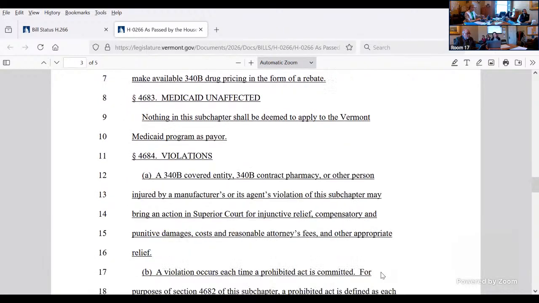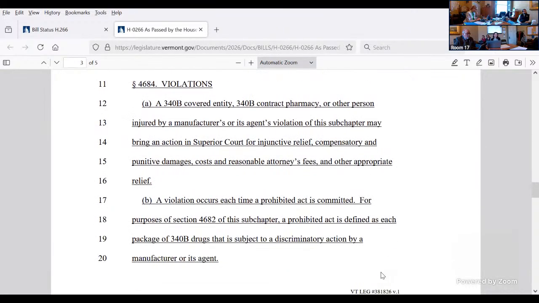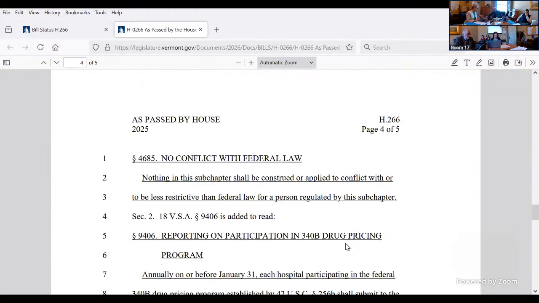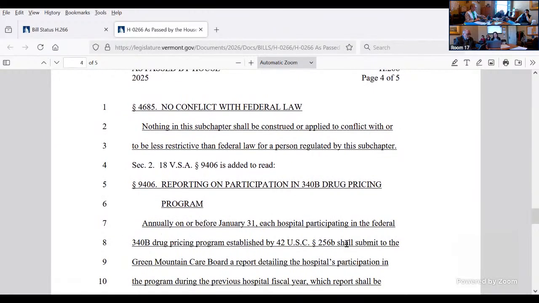Medicaid is unaffected. Violations: a 340B covered entity, 340B contract pharmacy, or other person injured by a manufacturer's or agent's violation of this subchapter could bring an action in Superior Court for injunctive relief, compensatory and punitive damages, costs and reasonable attorney's fees, and other appropriate relief. A violation occurs each time a prohibited act is committed. And each prohibited act is each package of 340B drugs subject to a discriminatory action by a manufacturer or an agent. Nothing should be construed to conflict with or be less restrictive than federal law.